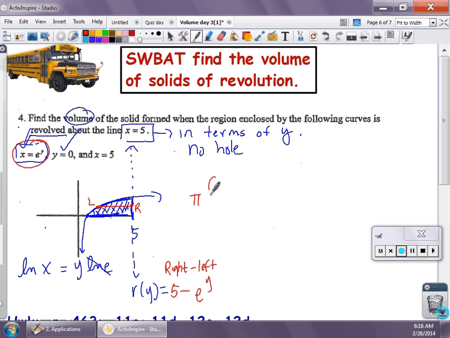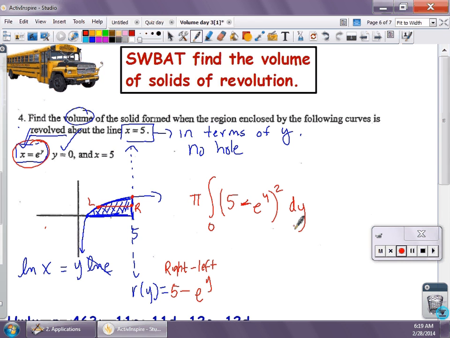All right, let's set up our integral. Pi out front because we're making circles. We're in terms of y, so the lowest y value that we see is a y value of 0. The highest y value we have not found yet. We'll do that in just a second. Let's go ahead and get our radius, 5 minus e to the y, don't forget to square it, dy.